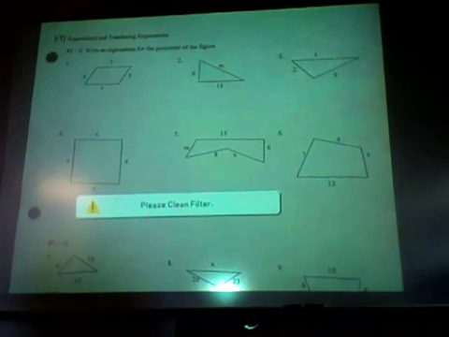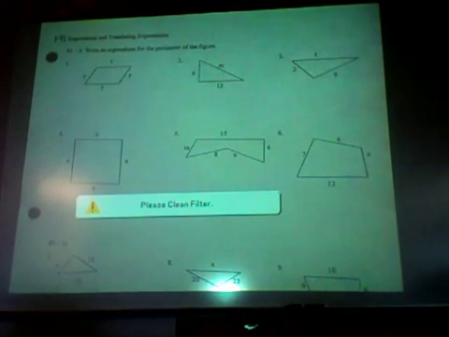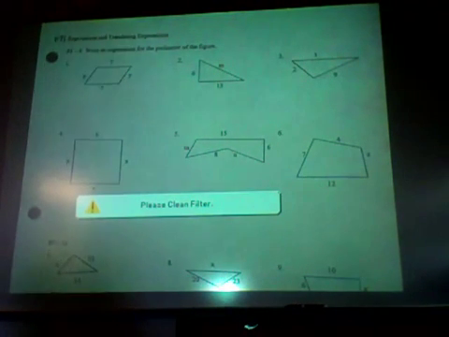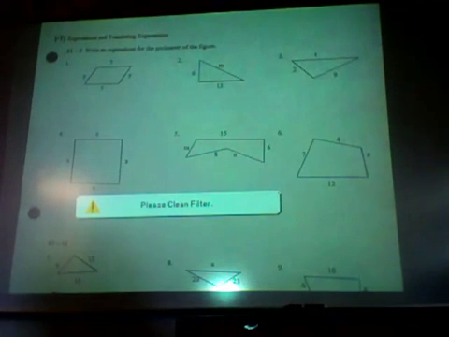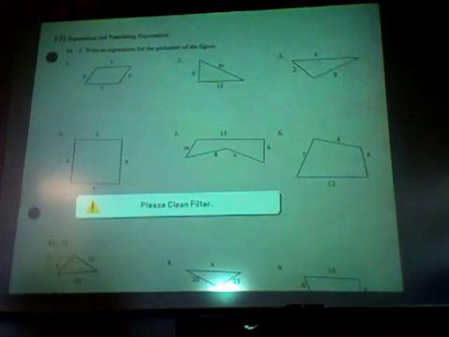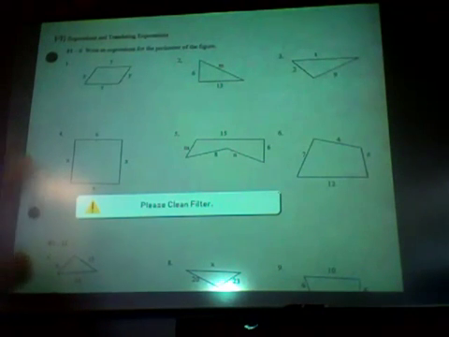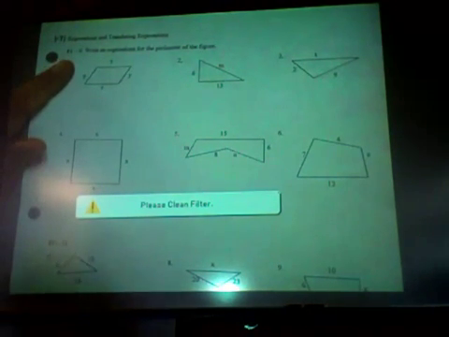All right, so today we're looking at 1-7, and we're going to go through just a few of your homework examples. We're not even doing half of them, but they shouldn't take you long. So this one says, write an expression for the perimeter.